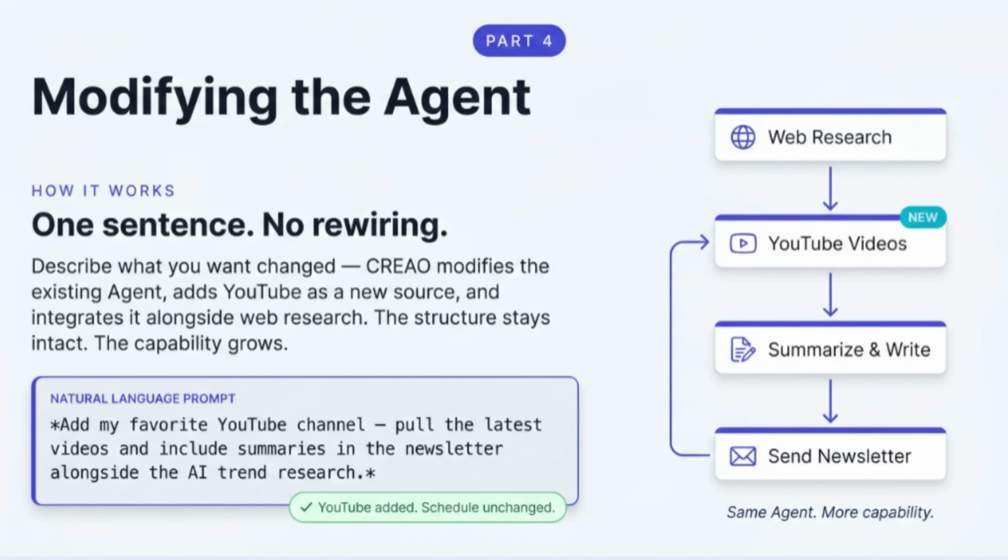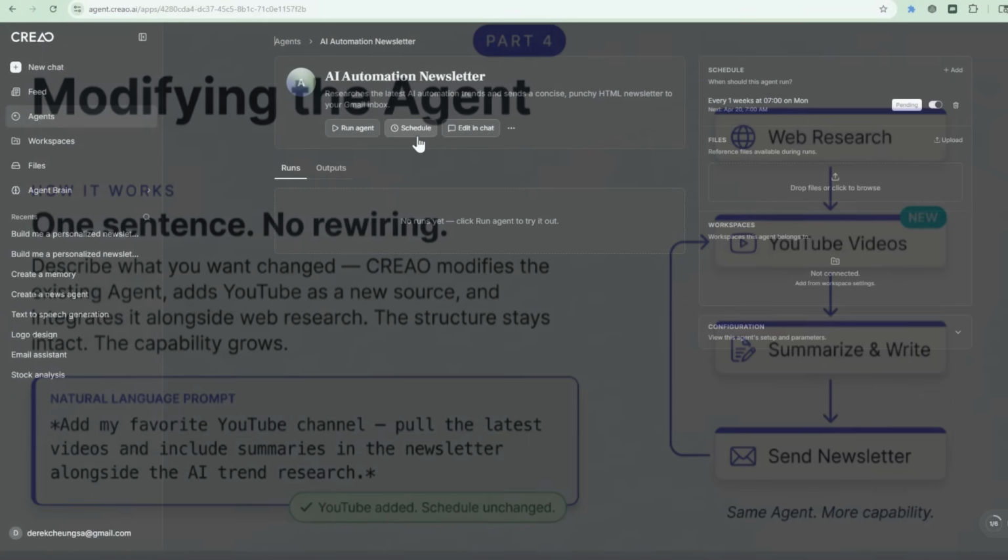But here's where it gets interesting. This agent works great, but I want to build on it by expanding the automation. I'm going to add my own YouTube channel so I can repurpose my latest videos and include summaries in the newsletter. I'll select the agent and edit it directly in the chat.